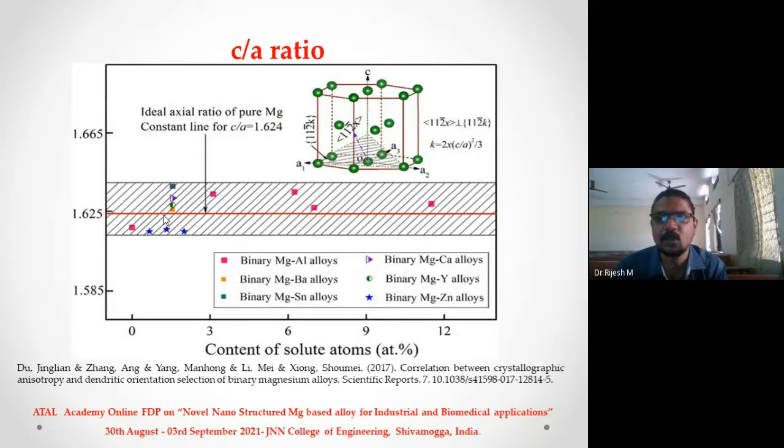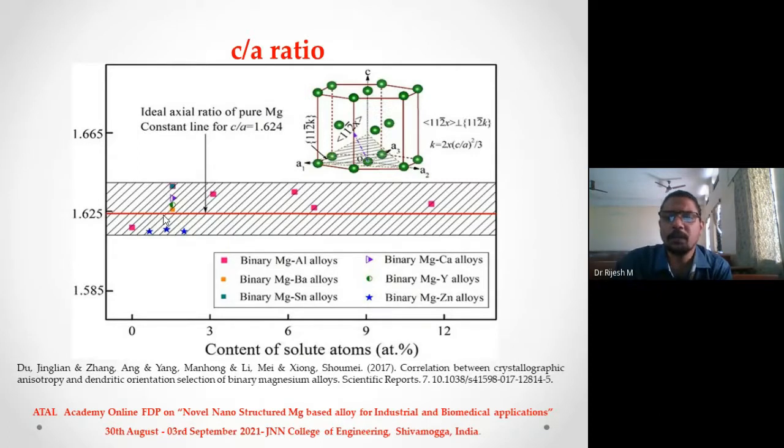When the C/A ratio varies, sometimes it is more difficult to deform, because some of the planes do not get activated at all. So that is the problem in titanium, as well as magnesium. Titanium is a severe problem, and magnesium also has this problem. The C/A ratio of titanium is not as good as what you have in magnesium. So this is the problem we generally face when we work on titanium and magnesium.